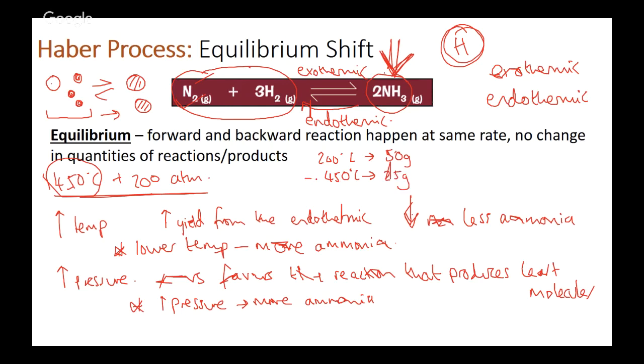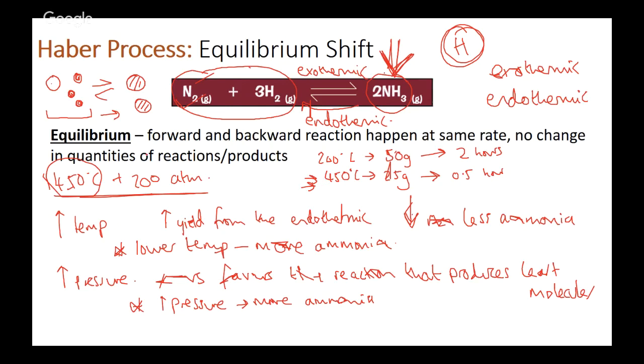So why would they pick this higher temperature? Well, at 200 degrees C, it could take you 2 hours, for example, to get that 50 grams, whereas at 450 degrees, it might only take you half an hour to get that 25 grams.